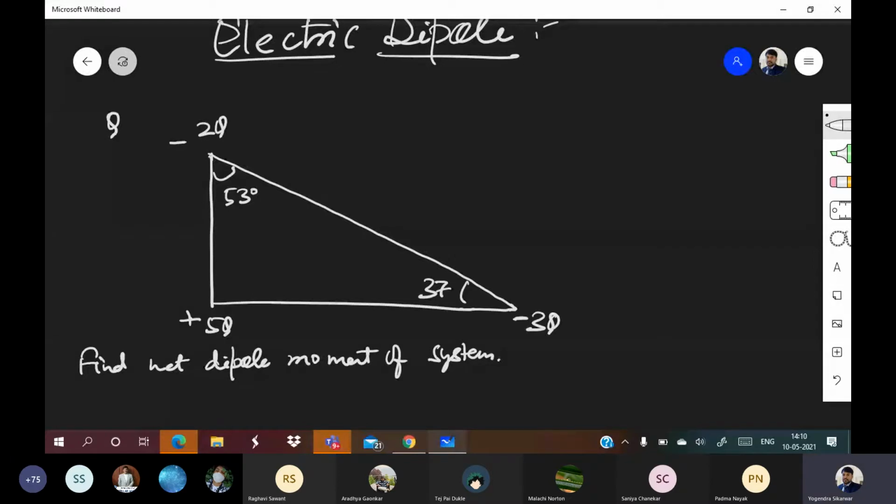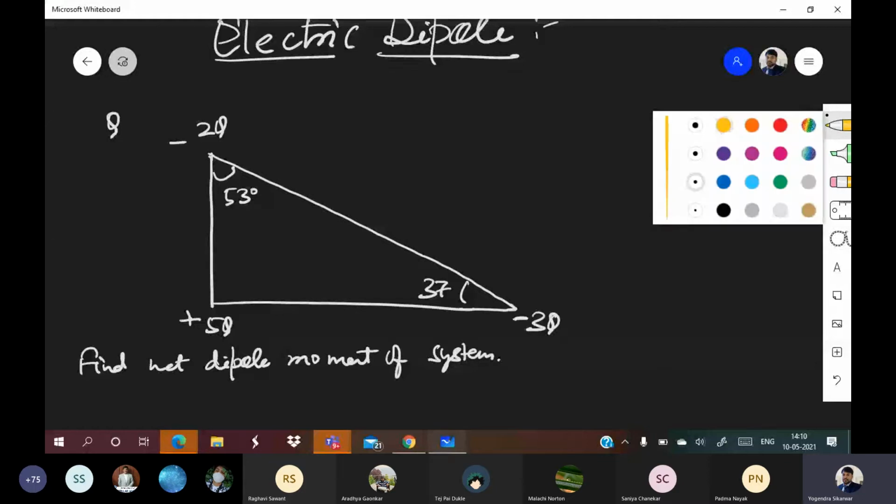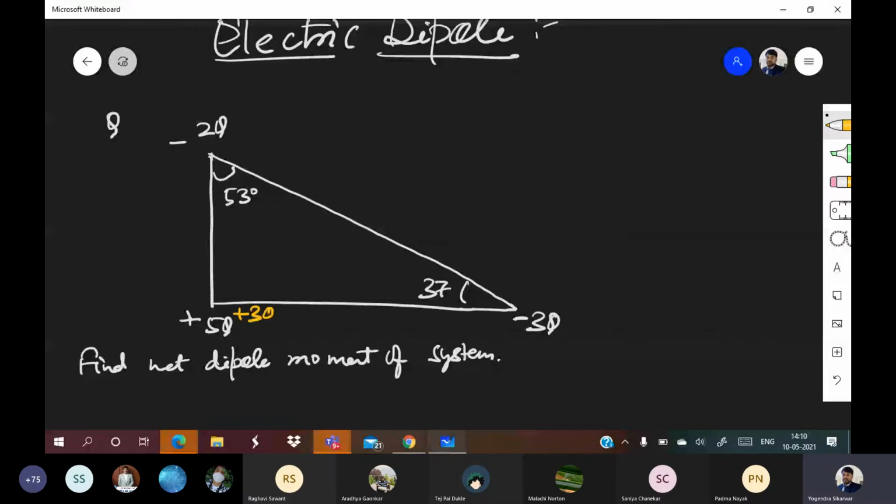Pay attention. This is plus 5q, right? So I can write plus 5q as plus 3q and plus 2q. So by doing that, we get one dipole, let's say P1, and we get another dipole, let's say P2.